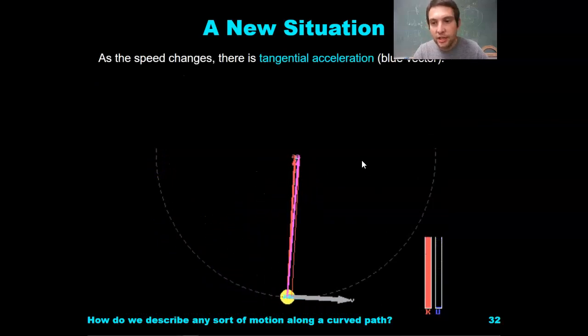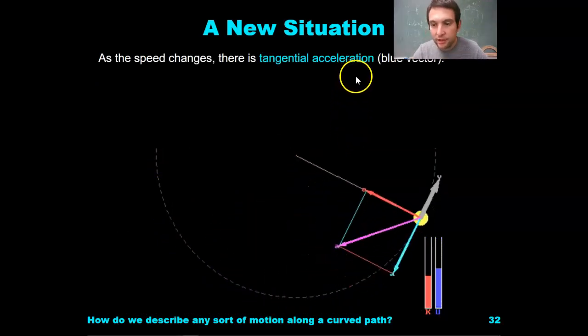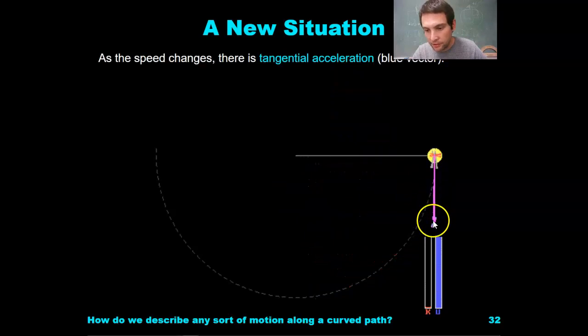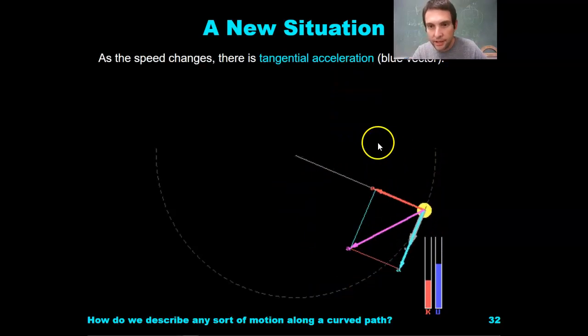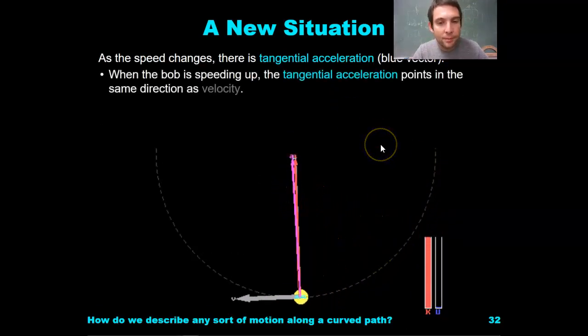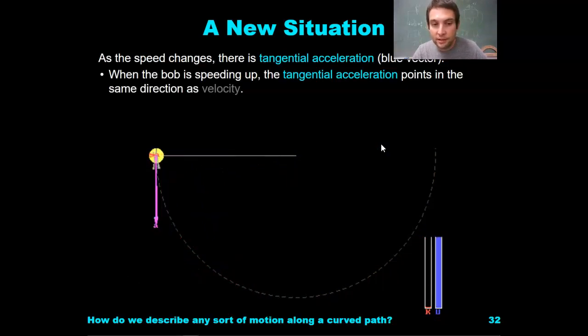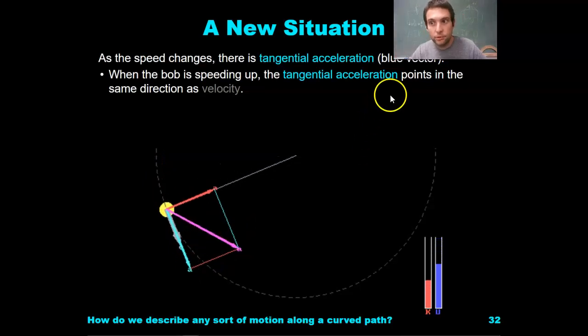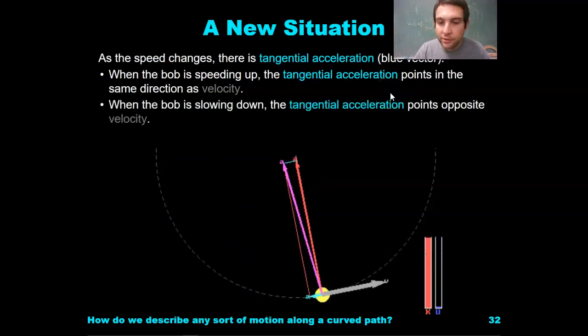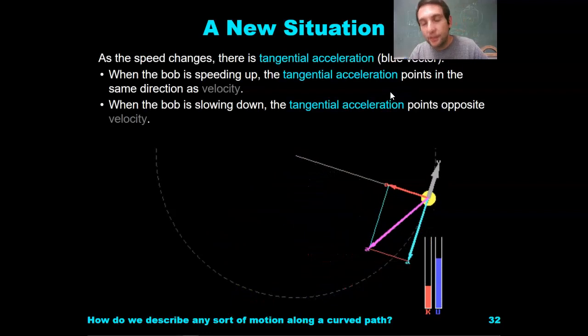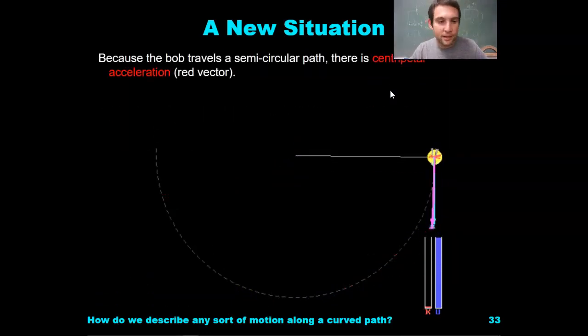As the speed changes, there is a tangential acceleration. That's the blue vector, cyan. When the bob is speeding up, the tangential acceleration points in the same direction as velocity. Just covered that like 20 times. When the bob is slowing down, the tangential acceleration, that's right, is opposite of our velocity.